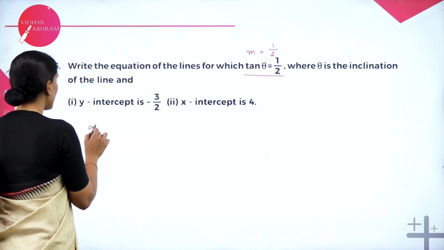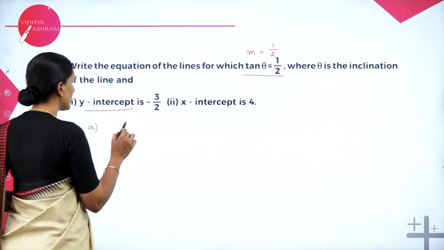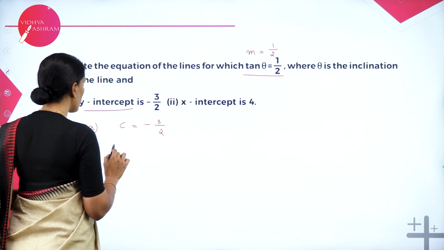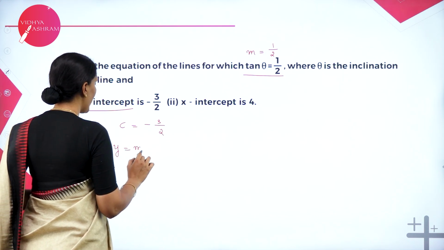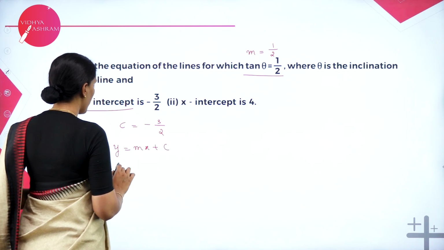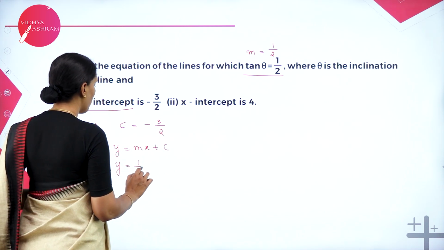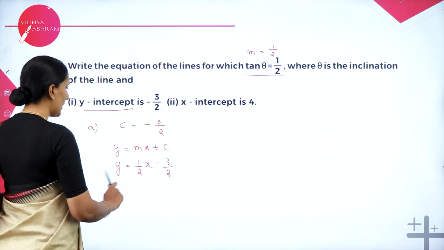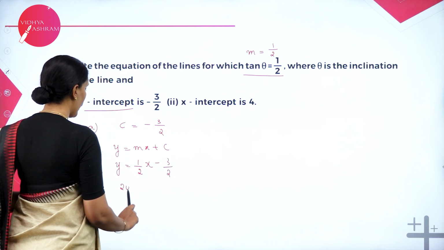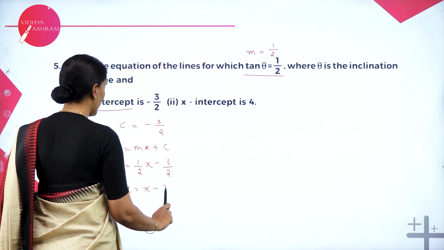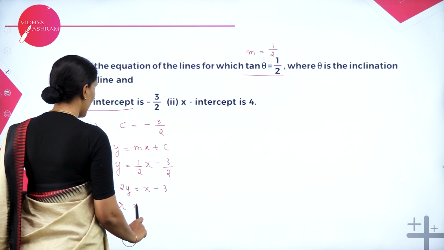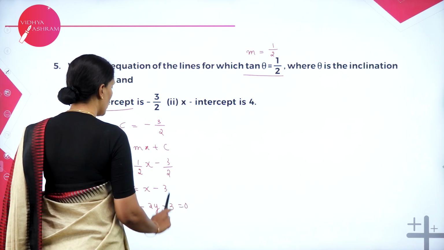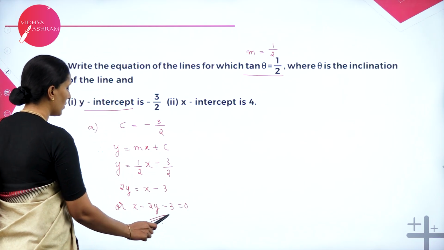In the first case, they have given the y-intercept, that is c = -3/2. Therefore the equation of the line is in the form y = mx + c. So y = (1/2)x - 3/2. Multiply 2 on both sides, we get 2y = x - 3, or x - 2y - 3 = 0. So this is the required equation of the line.